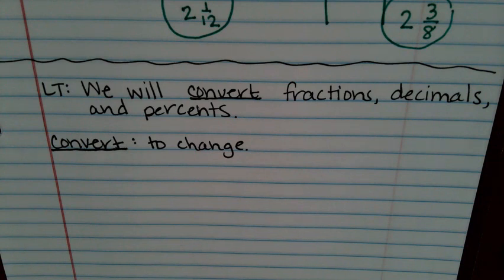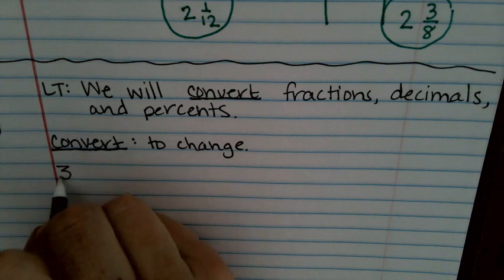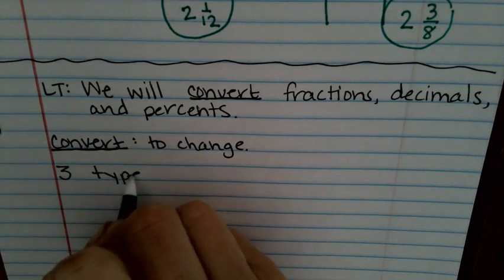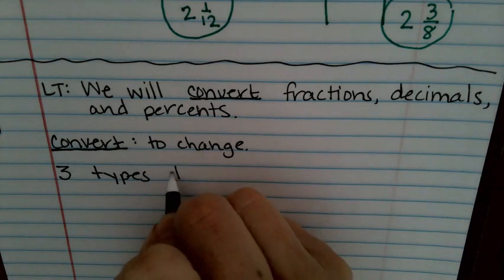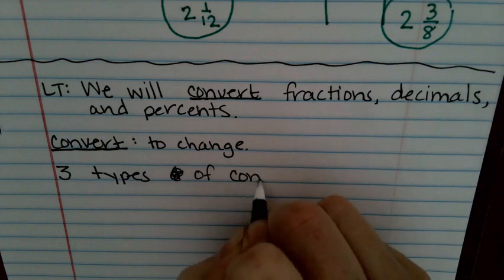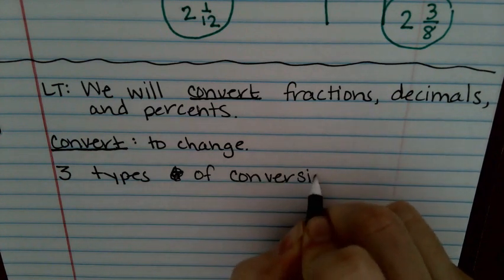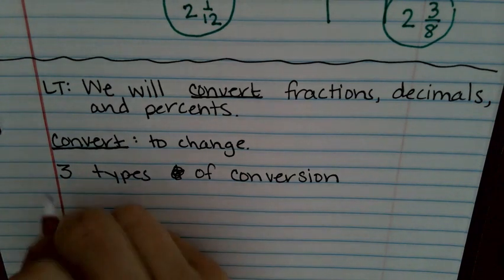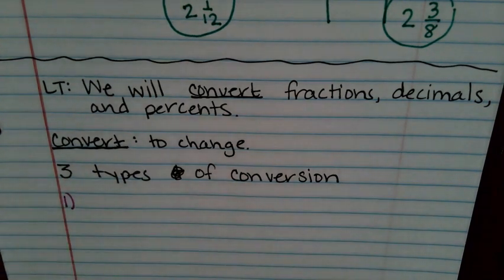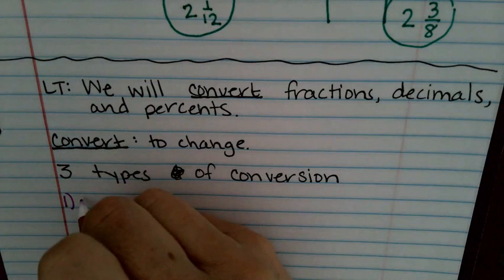All right, so there are 3 types, or 3 ways, of conversion. There are 3 types of conversion, and I'm going to show you each of those, starting with my first favorite way. These are all my favorite way, is memory.